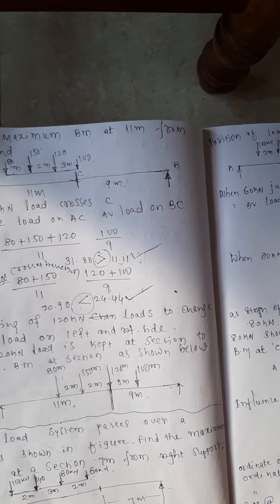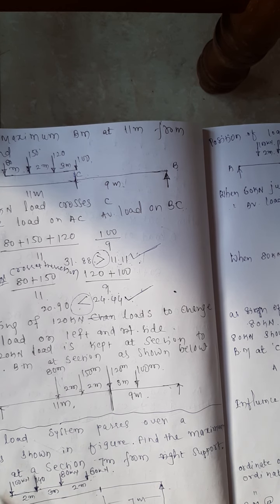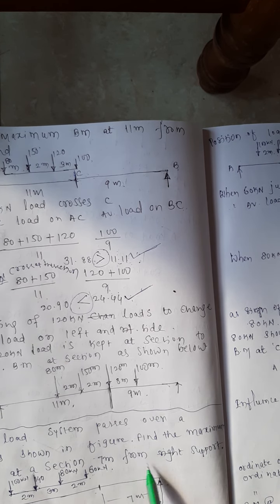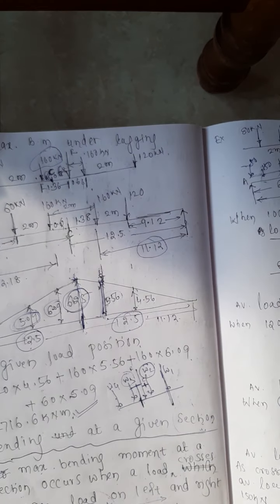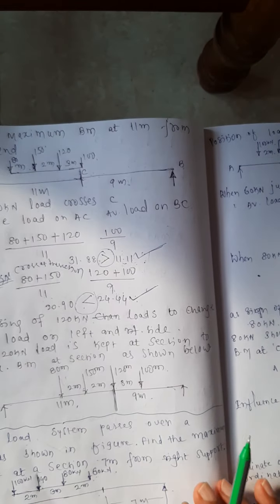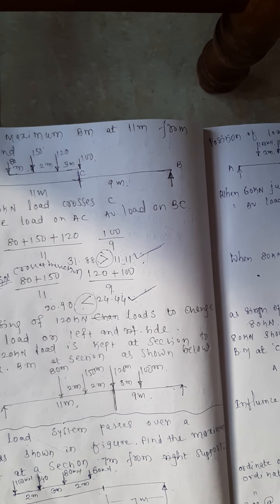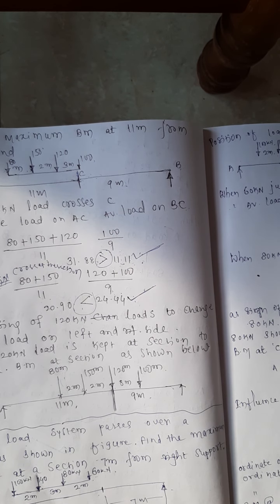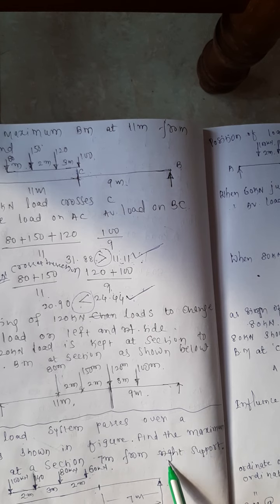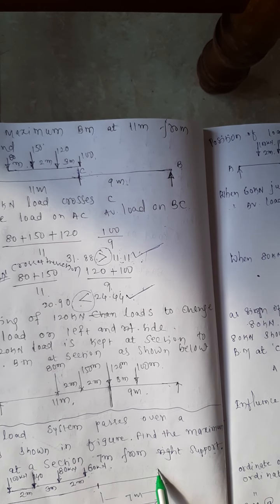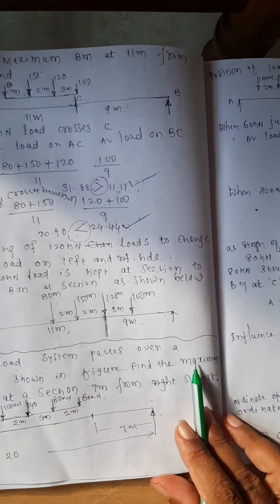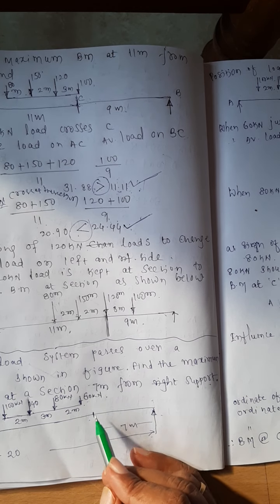One behind the other, they are moving. What he is asking is, find the maximum bending moment at a section 7 meter from the left support. Calculate the maximum bending moment at a distance of 7 meter from the left support. Left support means from this point, right support means from this point. He wants the maximum bending moment at this particular point.